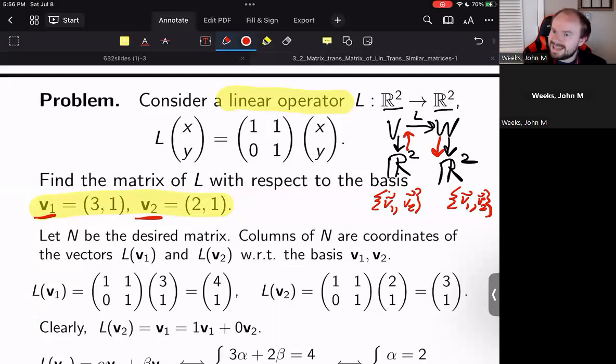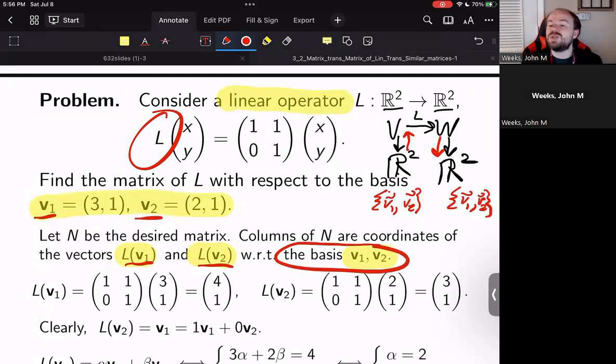So let's say N is going to be that matrix for the linear operator L. Now, columns of N are going to be, thanks to what we were discussing before, this is a succinct way of putting it, the coordinates of the vectors LV1 and LV2, those are the elements for our beginning basis, with respect to the basis V1 and V2. So once we get these vectors, LV1 and LV2, we're probably going to be getting them in the standard basis coordinate system. And we're going to have to make sure that before we end, we convert back to the basis coordinate system of V1 and V2. So let's just keep that in mind as we move forward.